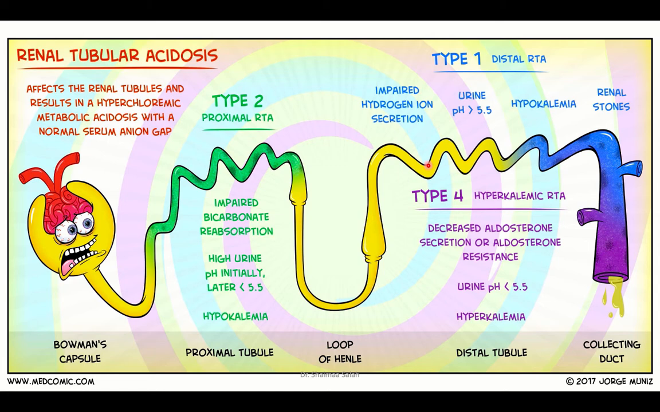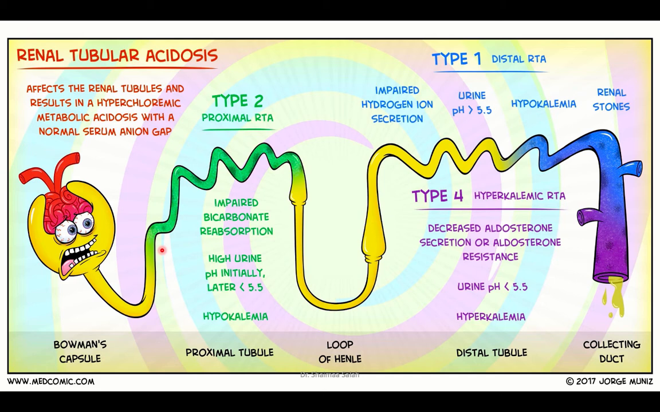Okay. Then to another tubular defect, which is renal tubular acidosis. Renal tubular acidosis, okay, which affects the renal tubules, results in hyperchloremic metabolic acidosis with normal anion gap. We have 4 types of RTA or renal tubular acidosis: 1, 2, 3, and 4. They are named after the order of their discovery, okay, and they are not related to each other. Each defect is by its own, it is not related to the other defects.